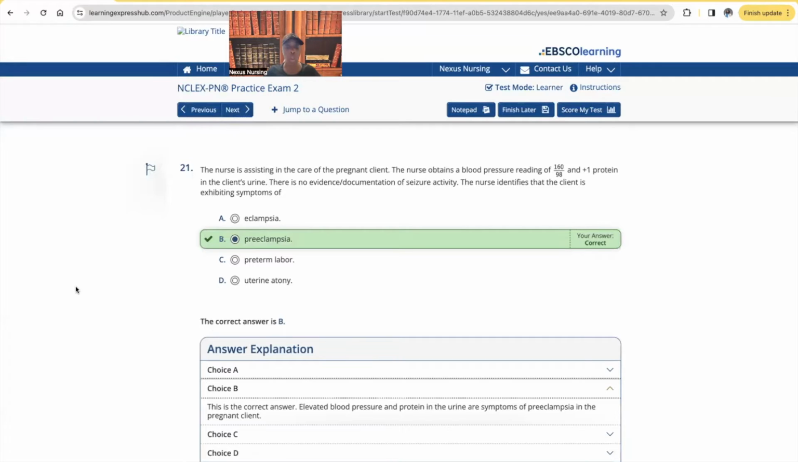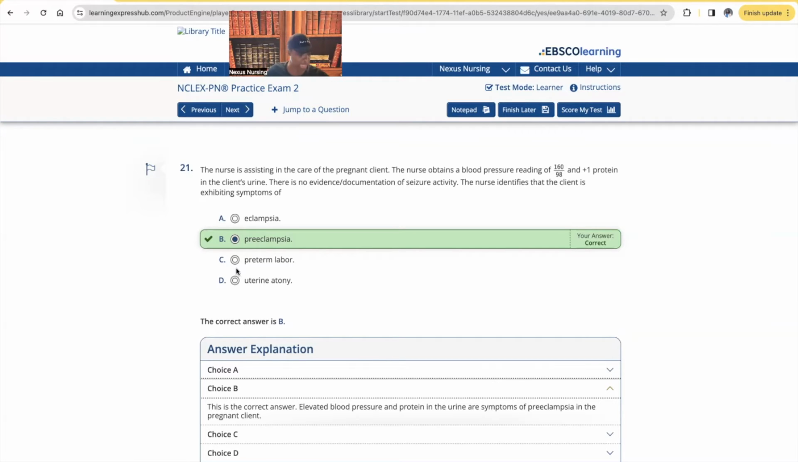is preeclampsia. Why? That blood pressure is high. We have protein in the urine, but no seizure. Seizure is what makes the difference between preeclampsia and actual eclampsia. Once there's seizure activity, the patient's no longer in preeclampsia. They are in eclampsia.